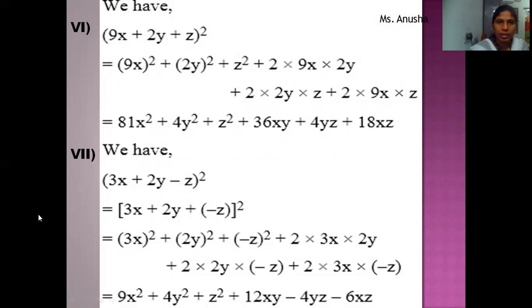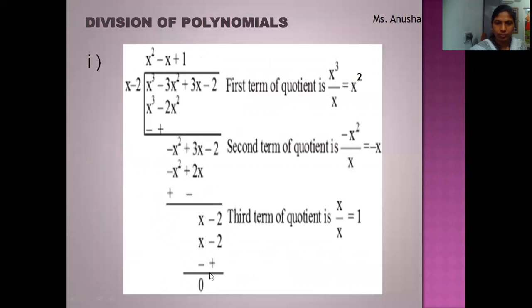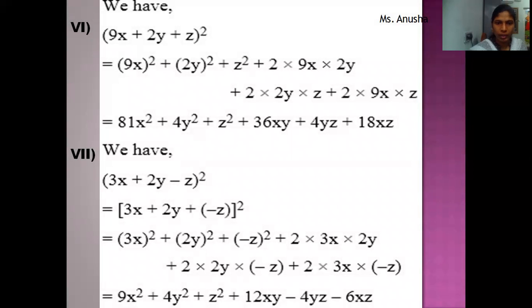See here, in place of a you have to put 3x, in place of b you have to put 2y, and in place of c you have to put minus z. Okay. So a square is 3x the whole square, plus 2y the whole square, plus minus z the whole square, plus 2 into 3x into 2y, that is 2ab, plus 2 into 2y into minus z, that is 2bc, plus 2 into 3x into minus z, that is 2ca.